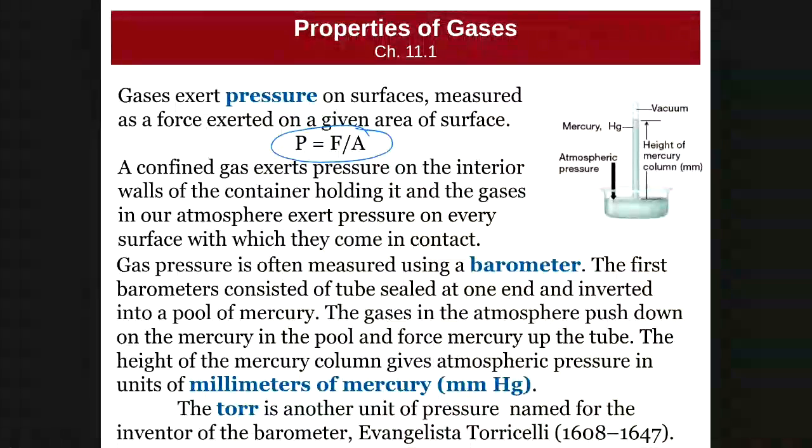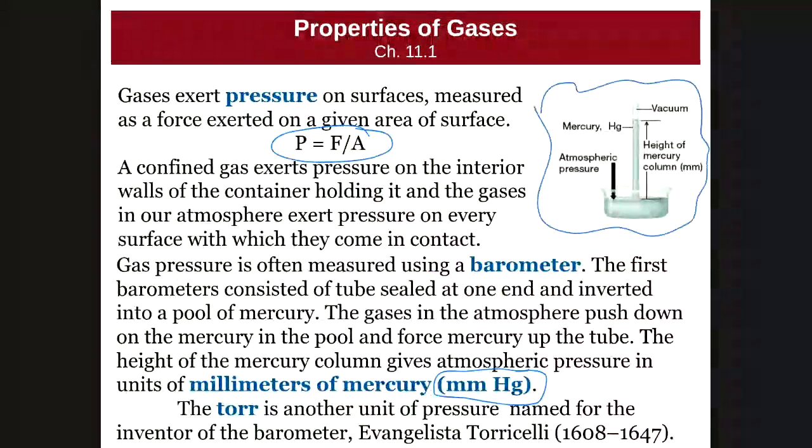Gas pressure is often measured using a barometer. The first barometers consisted of a tube sealed at one end, inverted in a pool of mercury. So you can imagine why we don't use those anymore. The gases in the atmosphere push down on the mercury in the pool and force mercury up that tube. The height of the mercury column gives us atmospheric pressure in millimeters of mercury, which is one of our units of pressure. That was one of the earliest units of pressure. A little picture of that early barometer is up here.